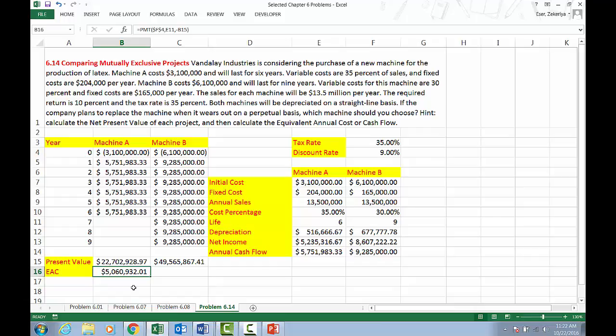So if we had an annuity that produced $5.06 million plus some change every single year for the next 6 years, it would have a present value of $22.7 million plus change. Similarly, all I have to do is copy this one. Let's make sure that we're reading off the right numbers. So the first machine produces an equivalent annual cash flow of $5.06 million, and the second machine $8.26. Well, since the second machine produces a higher annual cash flow number that has a present value that is same as the entire project, we actually picked the second machine.